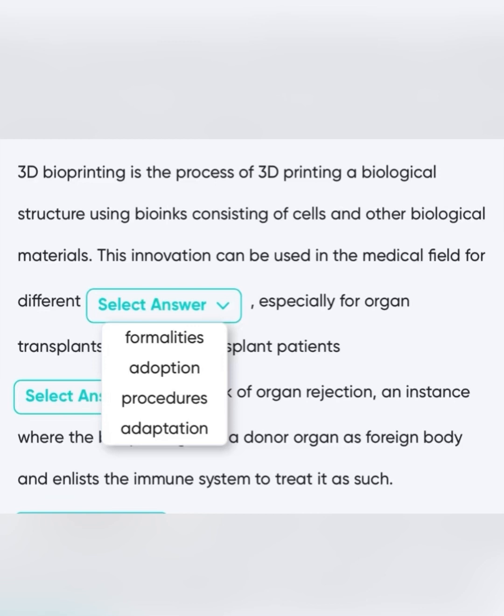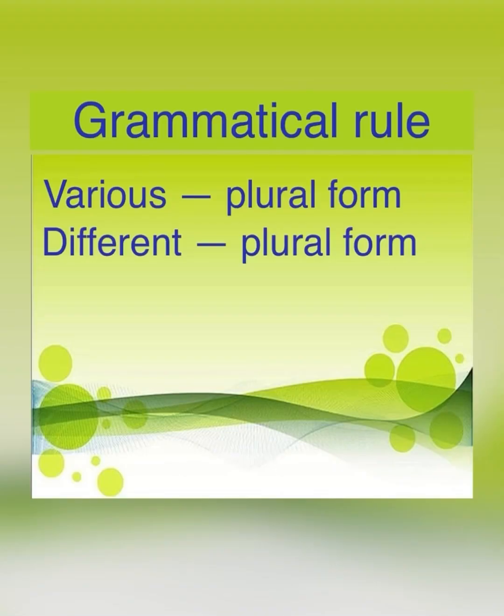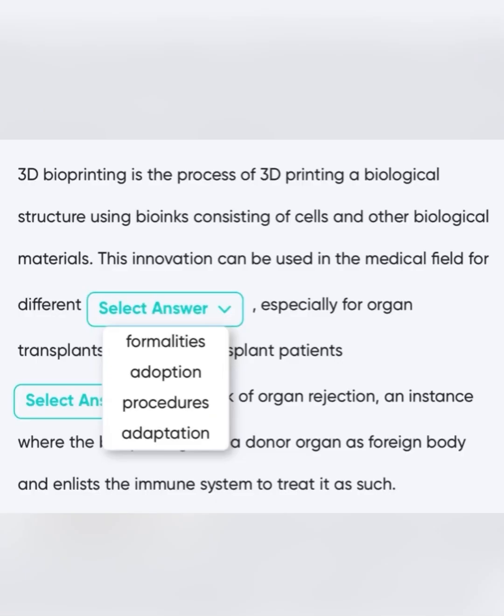Now after the word different, the very first thing is we have to use the plural form. So this is the grammatical rule. After the word different and various, we have to use the plural form. Always remember this. Now we will apply this grammatical rule while selecting the correct option out of these four, and we can see that two options are the singular forms, that is adoption and adaptation. So we will simply cut these two options. Now we will select the correct answer out of the remaining two options, formalities and procedures.